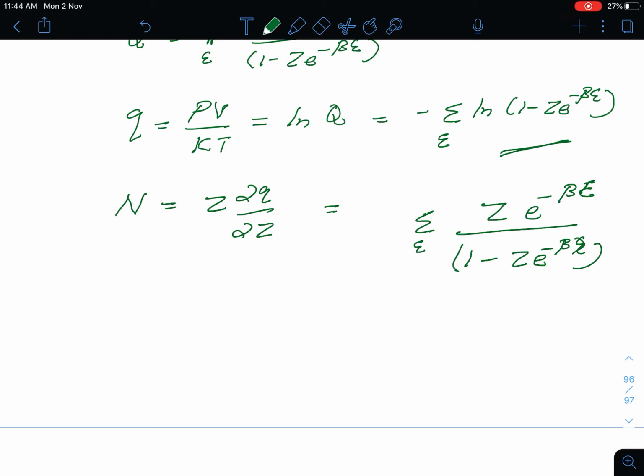Whenever you convert a summation into an integration, we have to bring in a quantity down here. For the summation to integration conversion, we have to consider the density of states expression, the number of states between the energy E and E plus dE. The density of states, usually we write it as g of E dE, which is simply 2 pi V divided by h cube.